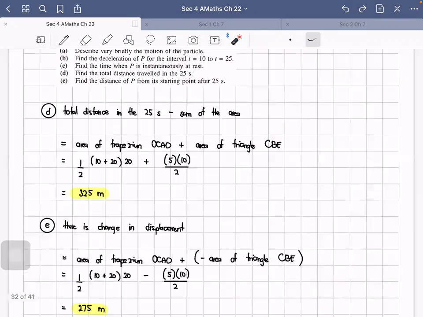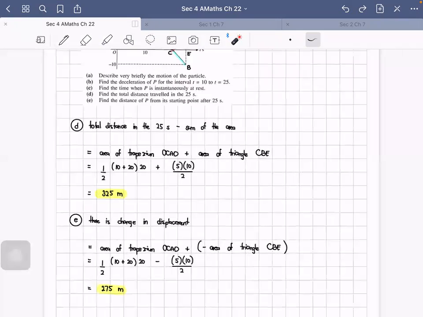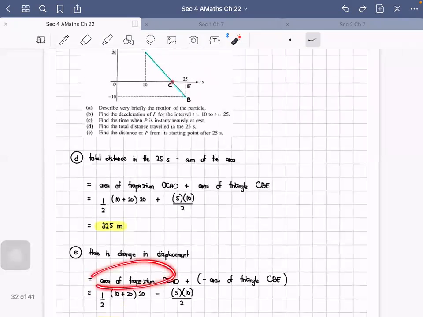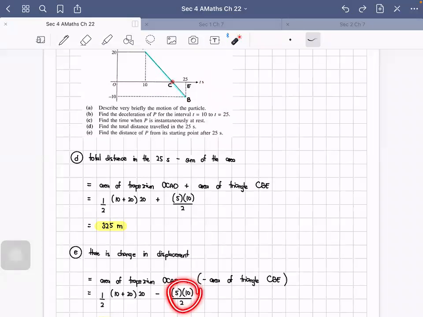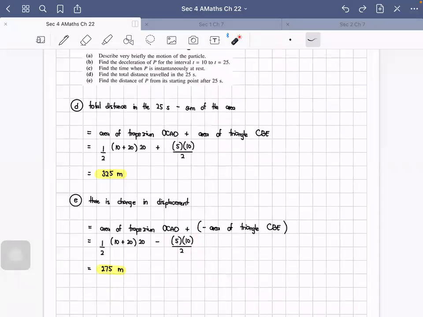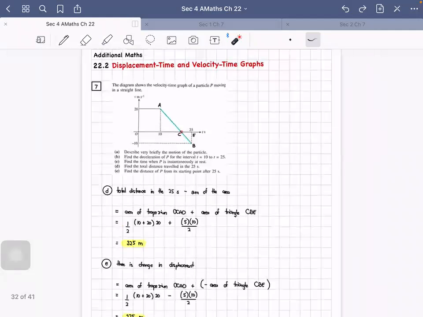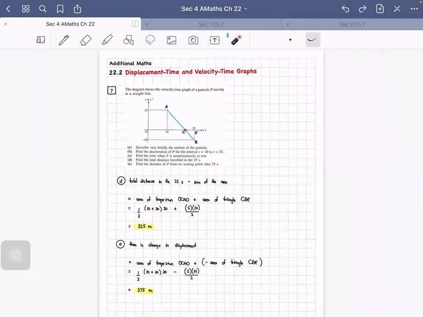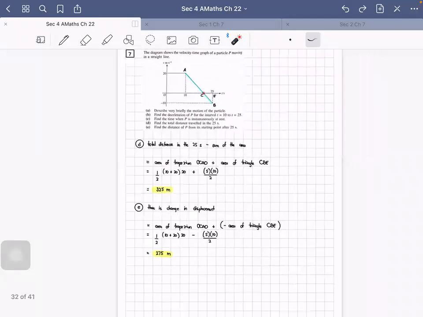So we basically still get the area of the trapezium, this one, but then this triangle, since this is below the x-axis or the time axis, becomes negative now. So instead of adding them, we subtract them, and your answer is 275 meters. Okay, so that's your answer for number 7.